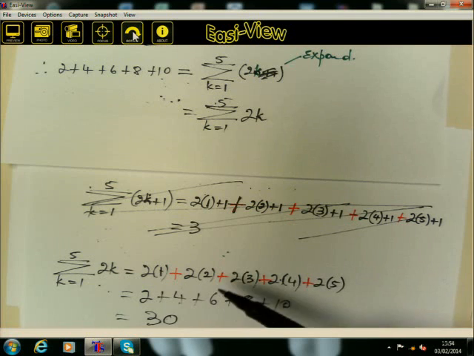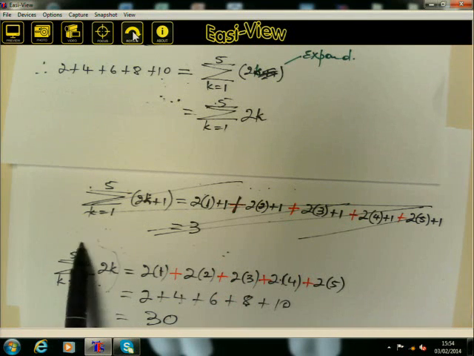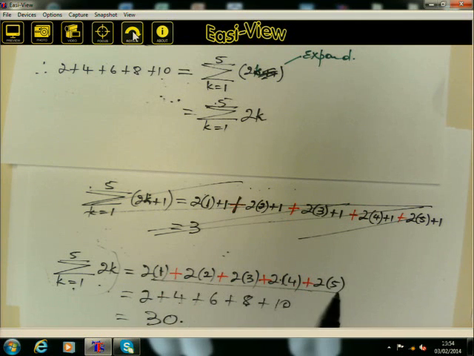We must be able to write in either form. If it is given in a sigma notation form, you expand it to find the sum. If you are given it in a series, you should be able to write it in a sigma notation form.